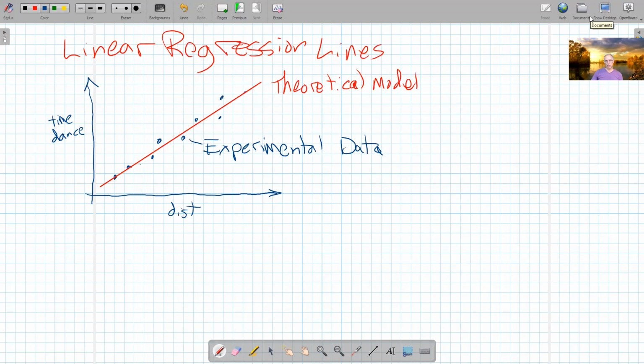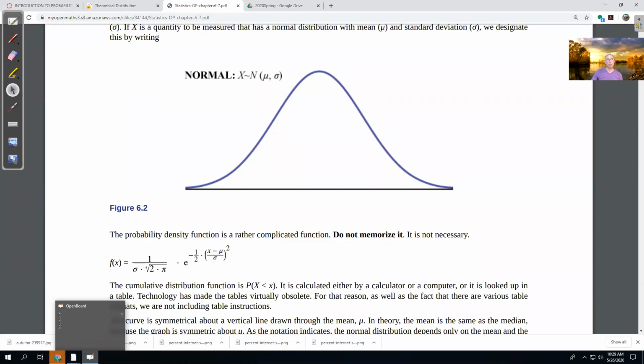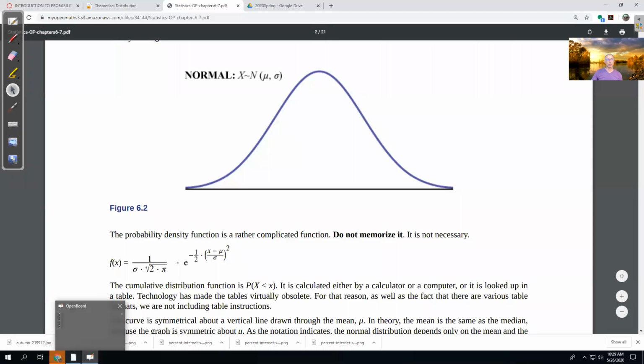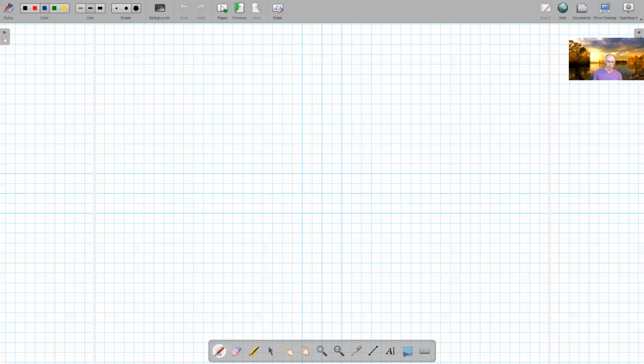Okay, so normal distribution. Let's use a normal distribution in context. Oh, I know what I want to talk about. Back to my drawing board, new page. So not every data set is normally distributed. Some are not.